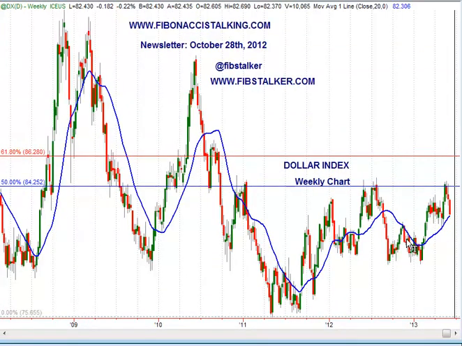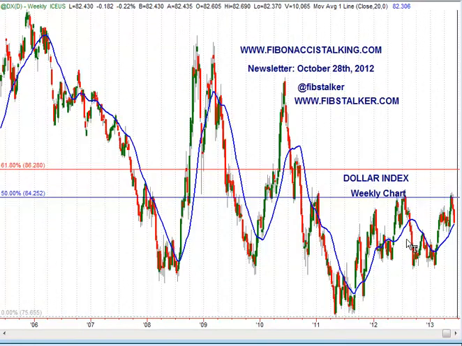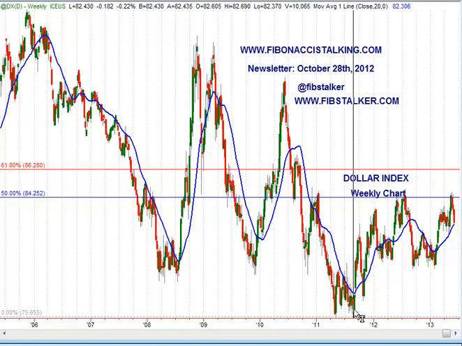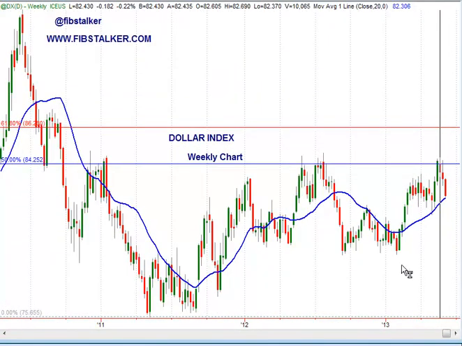And this setup short here, starting in the 84.20 area, has targets below 75, in the 70 area. So we need to be aware of that.